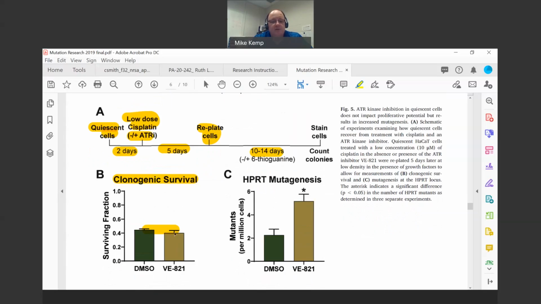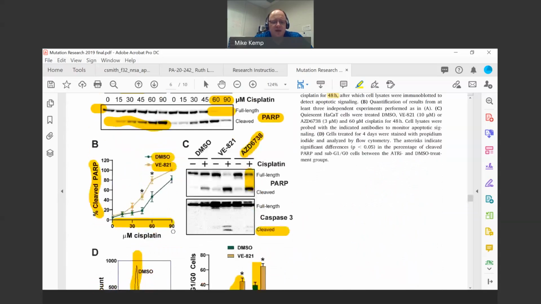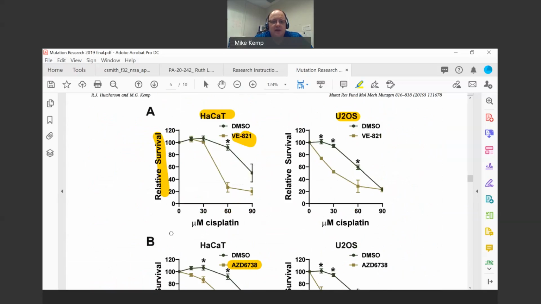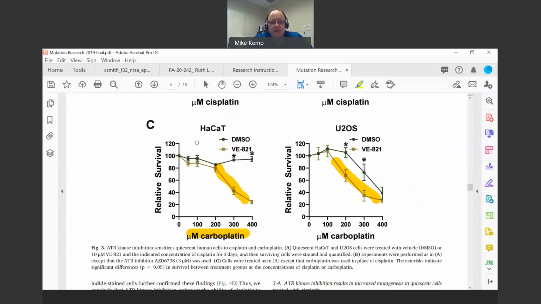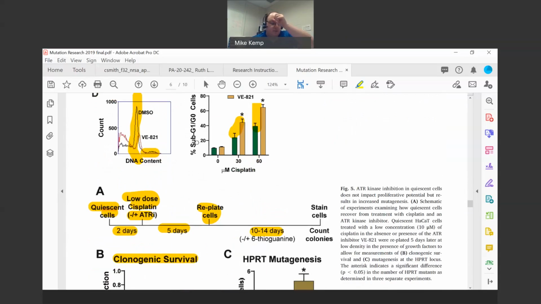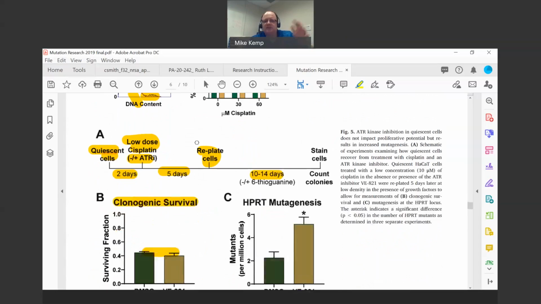And in the presence of the ATR inhibitor, that doesn't seem to affect that too much in these HaCaT cells. And that's consistent. If we look at cell survival, for example, at lower doses of cisplatin, there's really little effect of the ATR inhibitor. So that's probably not too surprising. But we wanted to use lower doses of cisplatin in these experiments to be potentially more physiological in terms of what a quiescent stem cell might be exposed to in vivo.